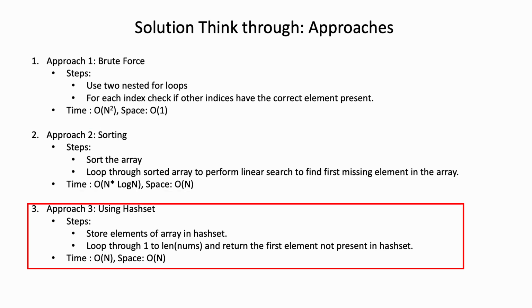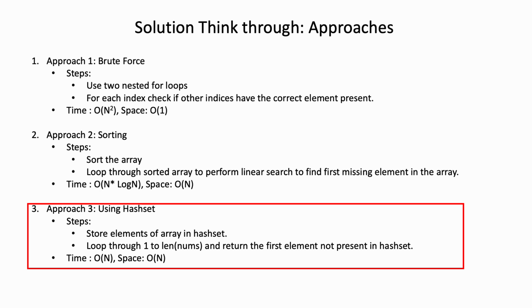The third approach would be by using a hash set. We store all the elements of the array in the hash set. We loop through 1 to length of nums and return the first element that is not present in the hash set. The time complexity would be O(n) and space will be O(n). None of these approaches have time complexity as O(n) and space as O(1).